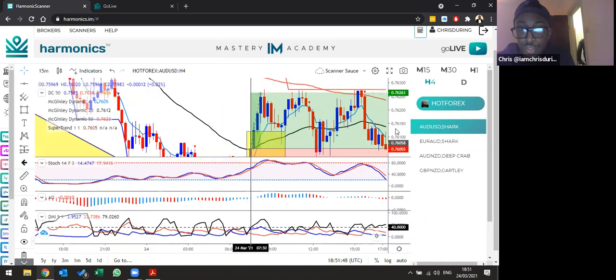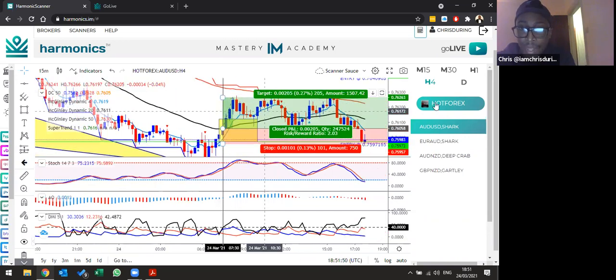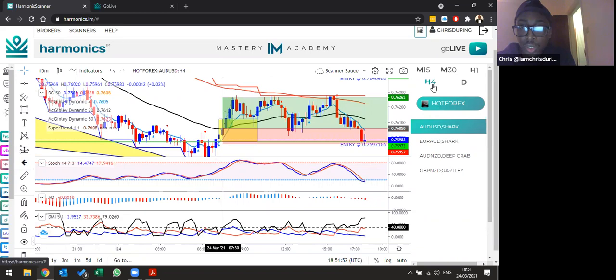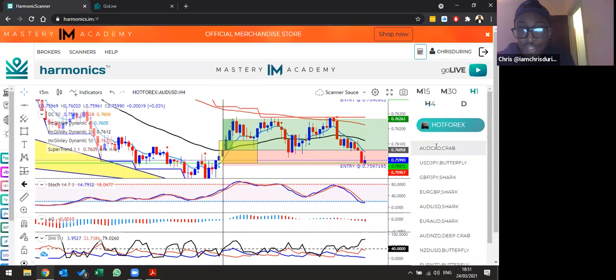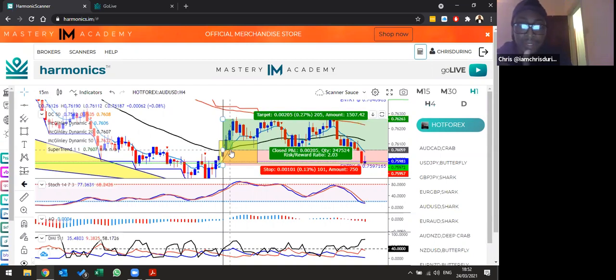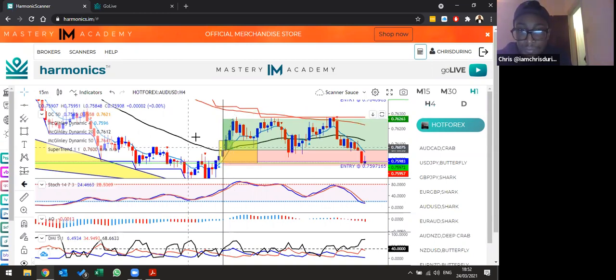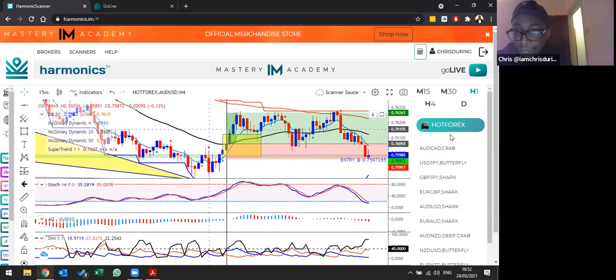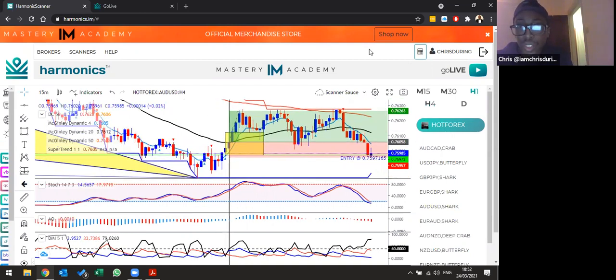So I just wanted to show you that as an example. Especially with the longer term trades like the H4 and the 1 hour, if you want to spot an earlier entry, you can reduce the time frame, and that will allow you to get in earlier. Any questions so far?